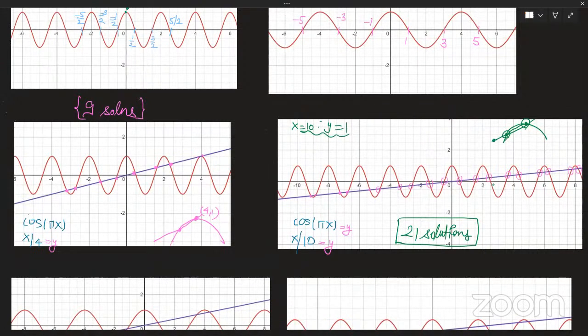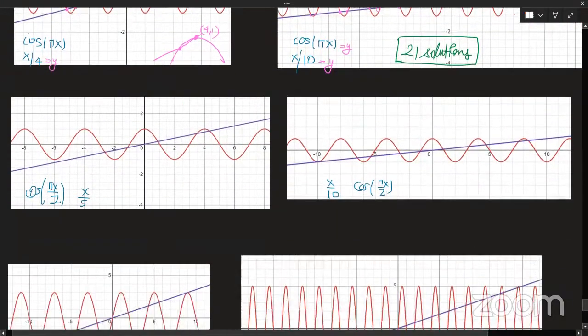Yes, 19 solutions are clearly visible in the photo. But when x is equal to 10, there is a solution at x is equal to 10 also. And when you are near x is equal to 10, you need to move this line a little bit leftwards, and there will be one solution present there also. So there will be a total of two solutions present near x is equal to 10.